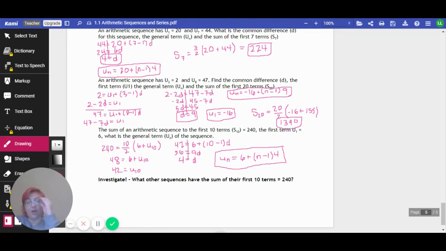Good job, guys. All right, here is an investigation for you to do on your own. And if you can find one, awesome. Go to Schoology in the unit for sequences and series. There's going to be a discussion, and you can post the sequence that you came up with.